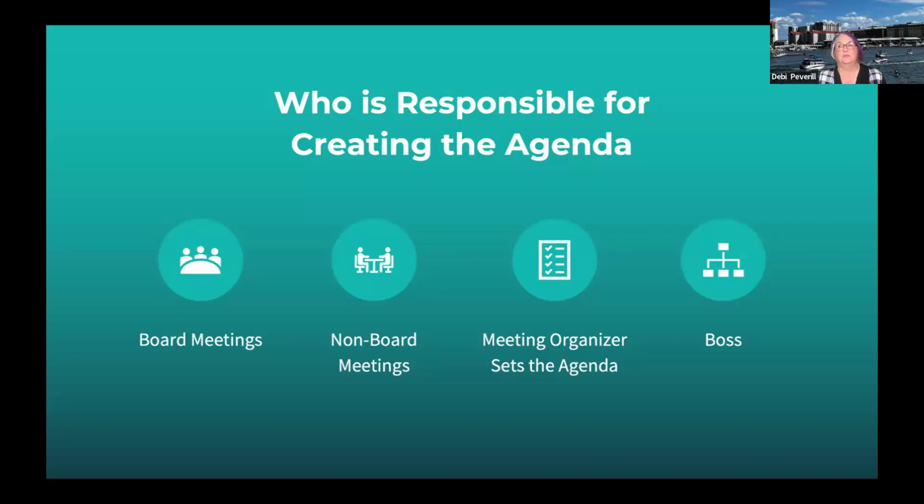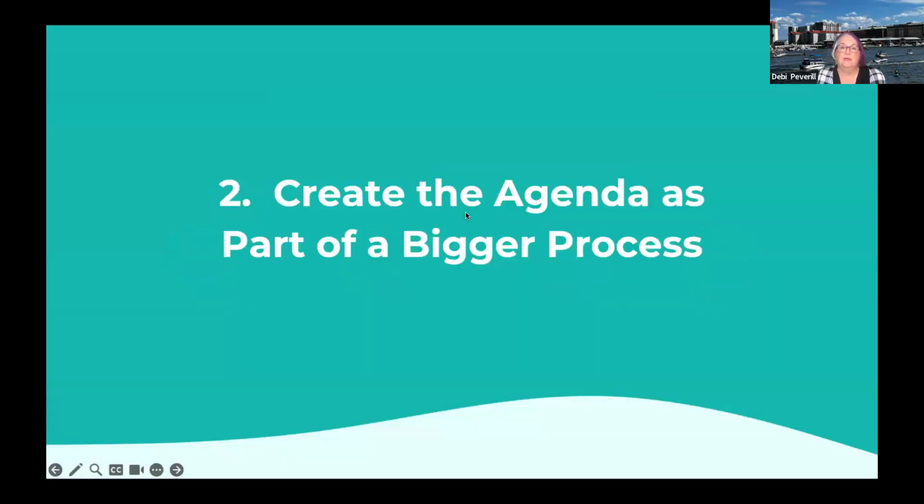Sometimes, of course, the boss calls a meeting and you don't get to decide if this is going to be an effective meeting with all the proper things being done because, you know, the boss is the boss. That was the first one. The second one is, again, that the agenda is part of the bigger process of how you run your organization.